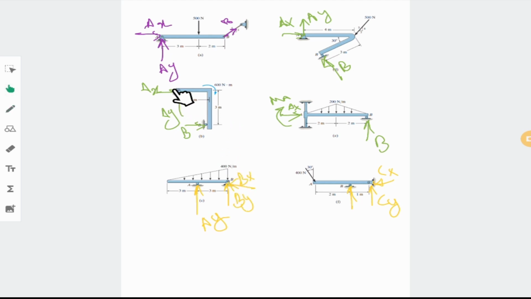In all of these cases, the direction of the hinge is vertical, but you may have the horizontal one. It does not make any difference, and you would have two unknowns over there, and still you can solve the problem. Here you have Cx, Cy and By, and you are able to solve this problem.